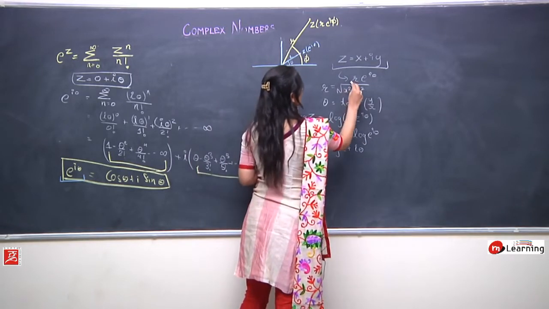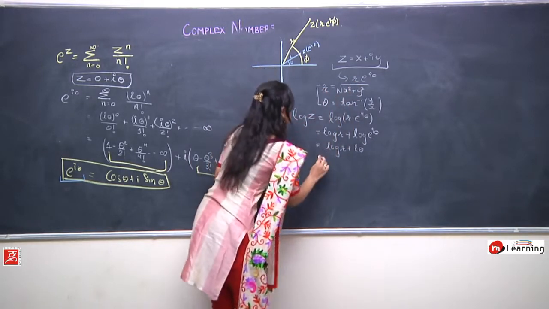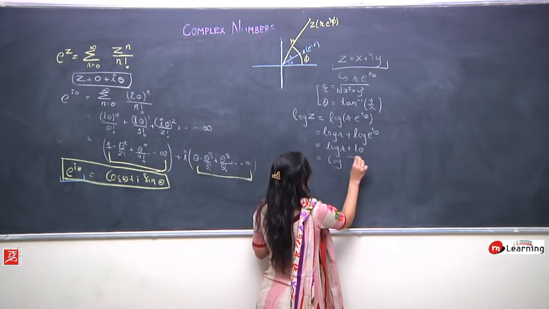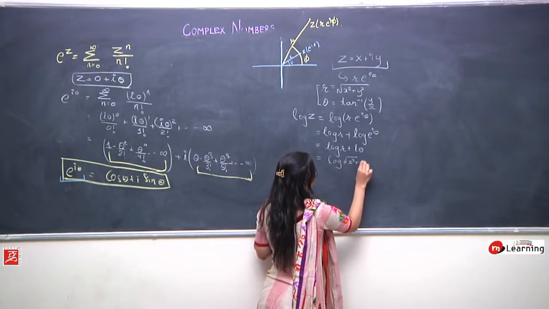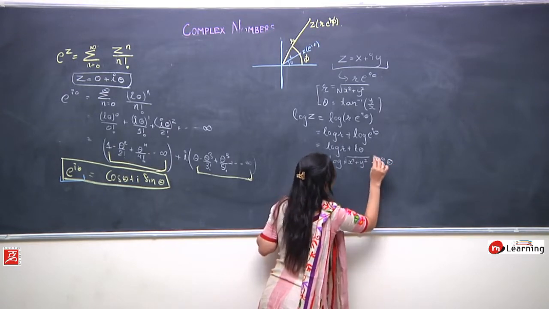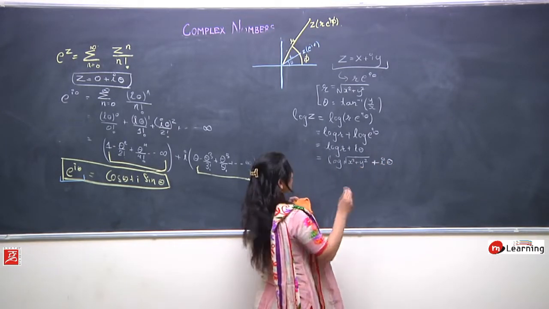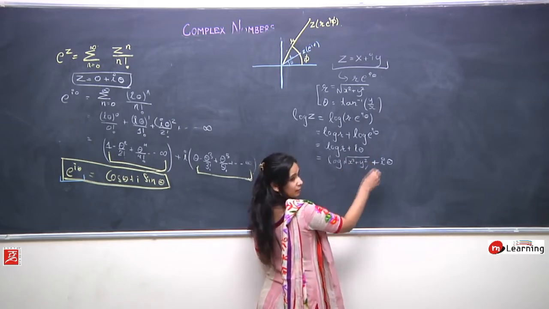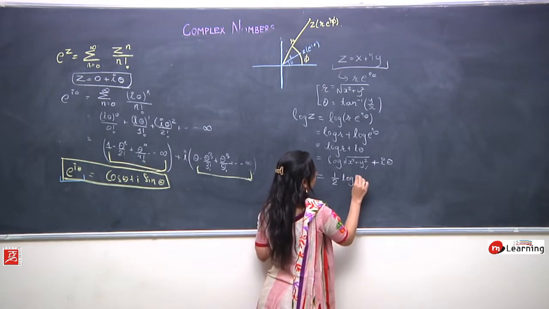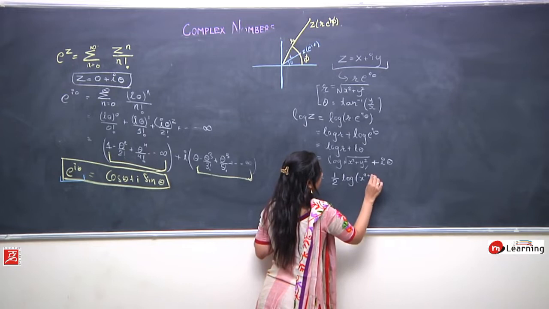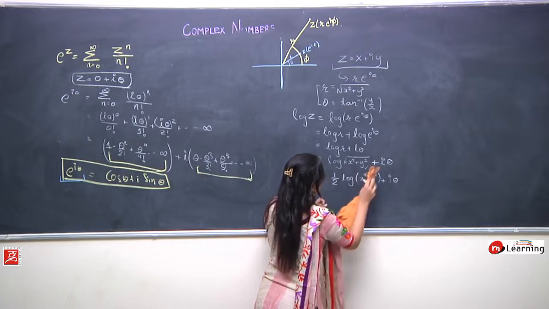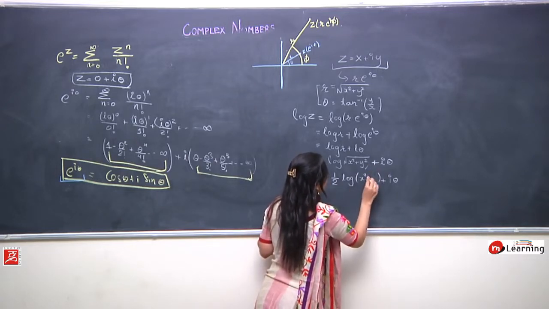I am substituting the value of r and theta here. So this equation turns out to be log of under root of x square plus y square plus iota theta. Now under root of x square plus y square can be written as x square plus y square to the power 1 by 2, which can be written as half into log of x square plus y square plus iota theta.